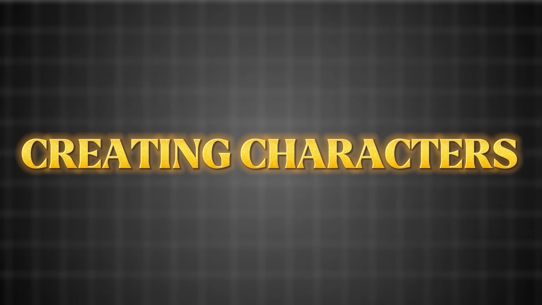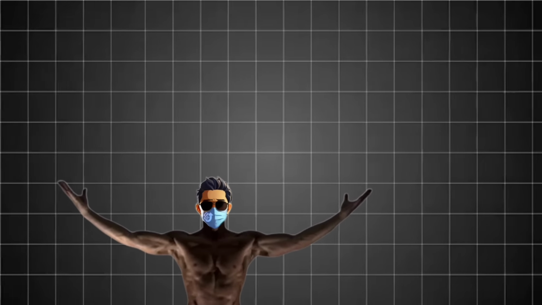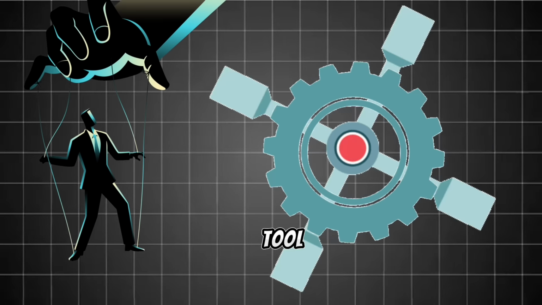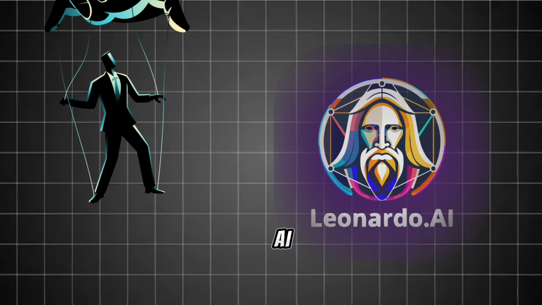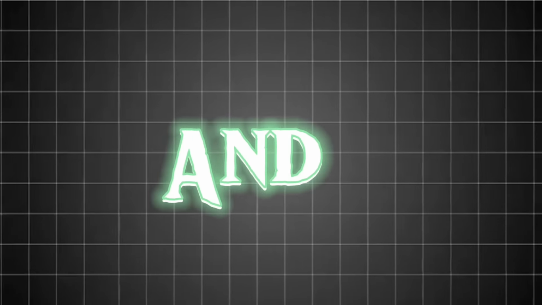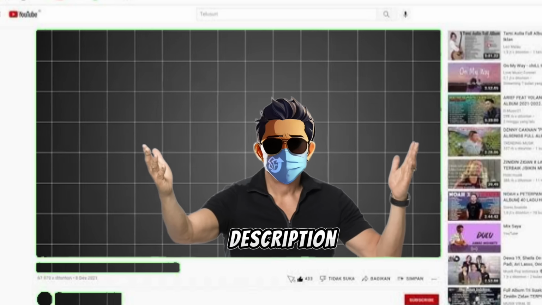Step 2. Creating characters. Now it's time to bring our movie to life by creating amazing cinematic characters. We'll use a fantastic tool called Leonardo AI. This powerful AI helps us make stunning animated and cinematic images. You can find the link to Leonardo AI in the video description below.